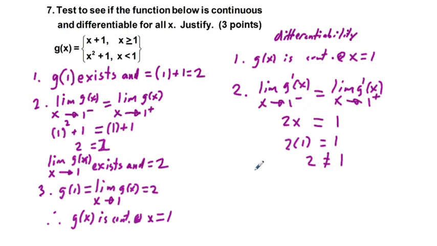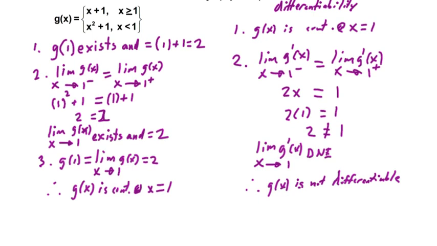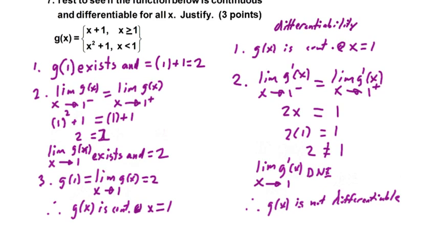2 does not equal 1. So the limit as x approaches 1 of g prime of x does not exist. Therefore, g of x is not differentiable. And I had some students who got this pretty close to right. I was pretty liberal giving credit. But this is really what the thing should look like.